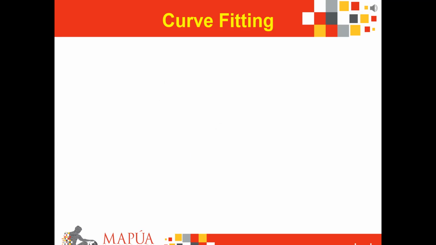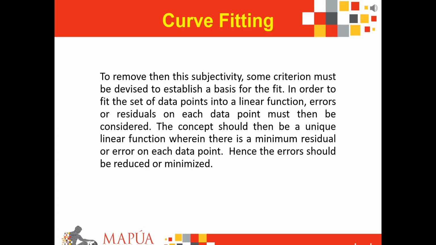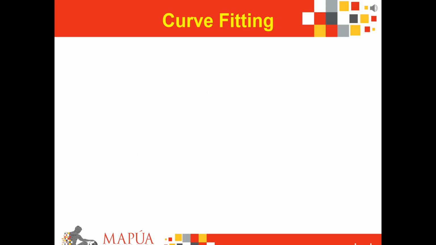Therefore, there has to be some sort of criteria used in order to select or apply a particular regression. To remove this subjectivity, some criteria must be devised in order to establish a basis for the fit. In order to fit the given set of data into a linear function, errors or residuals on each data point must be considered. The concept should then be a unique linear function wherein there is a minimum residual error on each data point. Hence, the errors should be reduced or minimized.